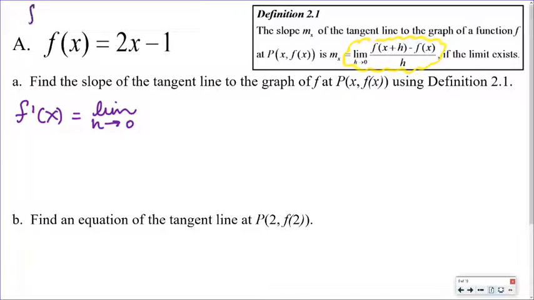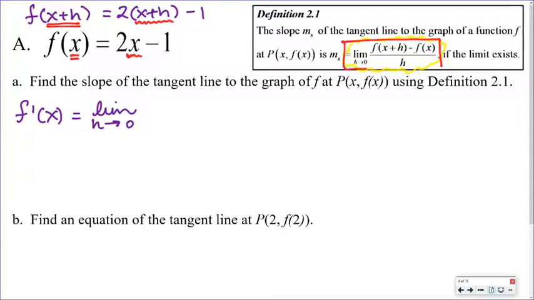f of x plus h. Okay, when you change the argument in the function here, you replace x with x plus h. So everywhere I see an x, I am instead going to write an x plus h. So this was replaced with this here. Okay, now again, look at the formula I have over here in the red box.